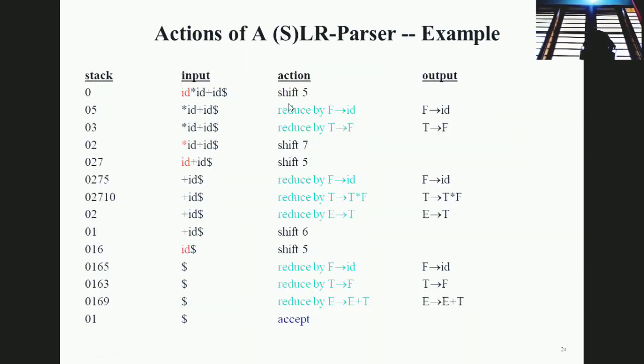In the meantime, whenever you reduce, you output the particular production also. Previously, we reduced F tends to ID. We put F tends to ID as output. In this case, we have reduced T tends to F. We have output T tends to F.